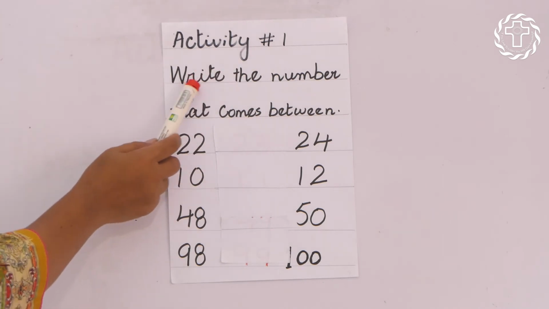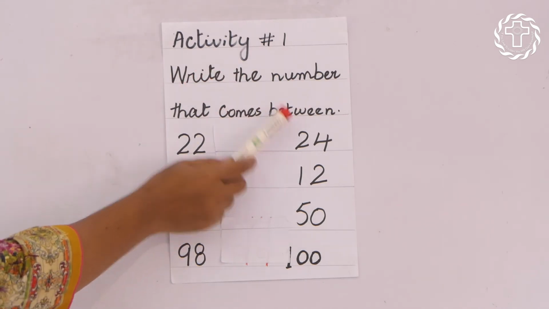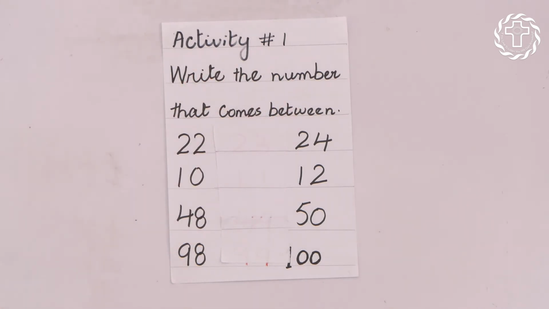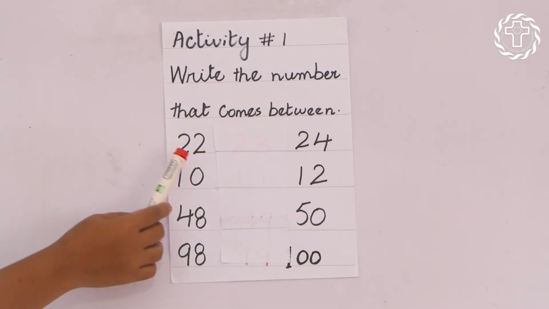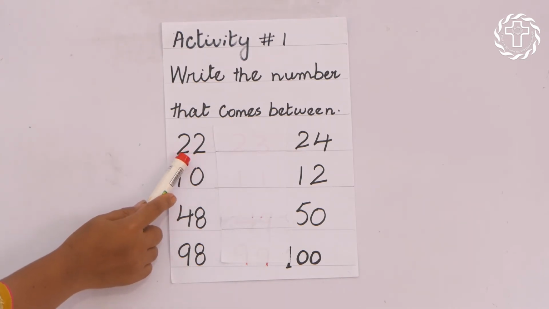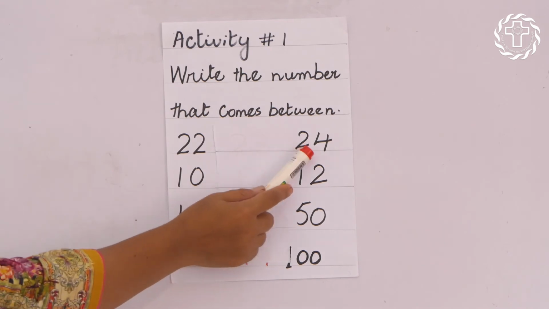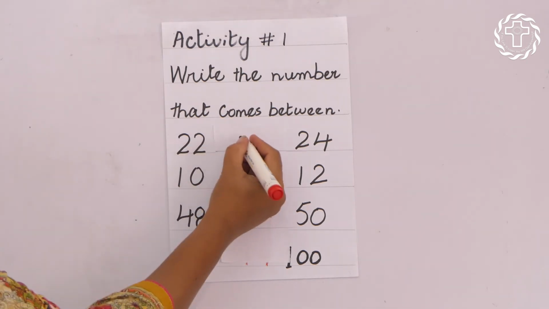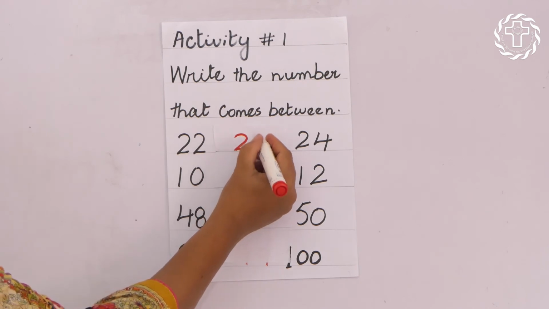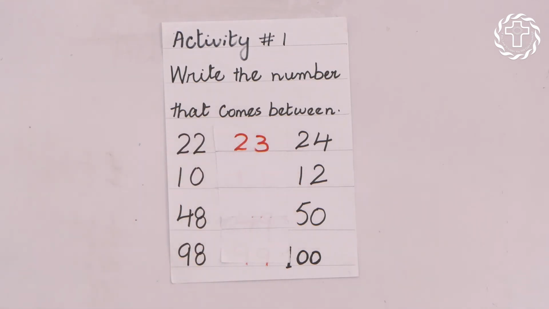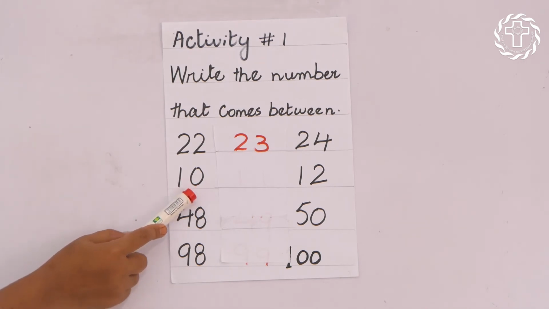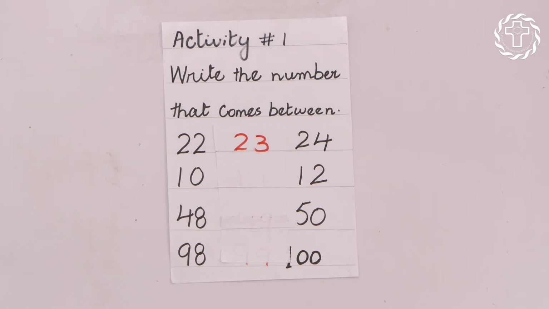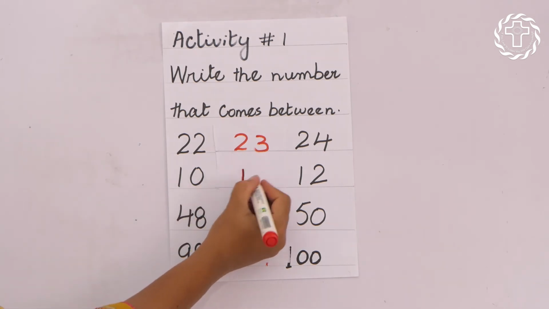Activity number 1, write the number that comes between. Okay student, tell me what comes between 22 and 24. Tell me student. 23 is between number. What comes between 10 and 12? Tell me student. 11 is between number. Good.